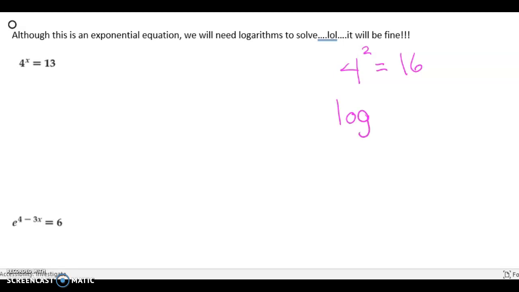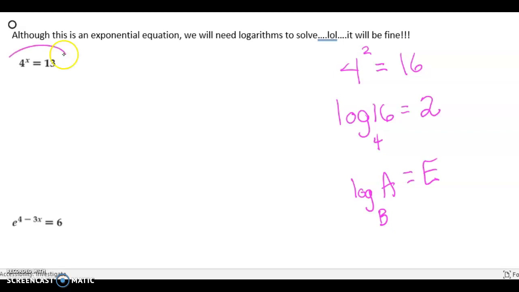That's log. The base goes in the basement. My base is 4. Logarithms equal exponents. My exponent is the 2, and the 16 will go here. So that would be your answer. So I always think of it as log, base, the answer, and the exponent over here.